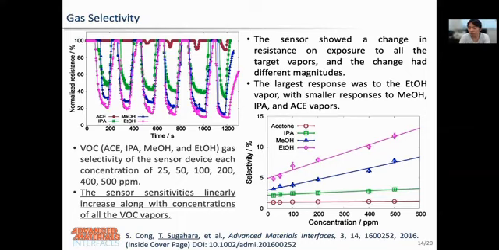This figure shows the relationship of the mean sensing of the sensor to different concentrations of these VOC vapors. The sensitivity of the sensors increases linearly with concentration of all of the VOC vapors.